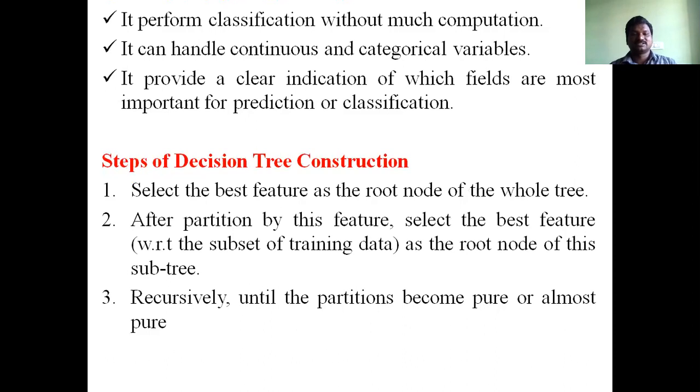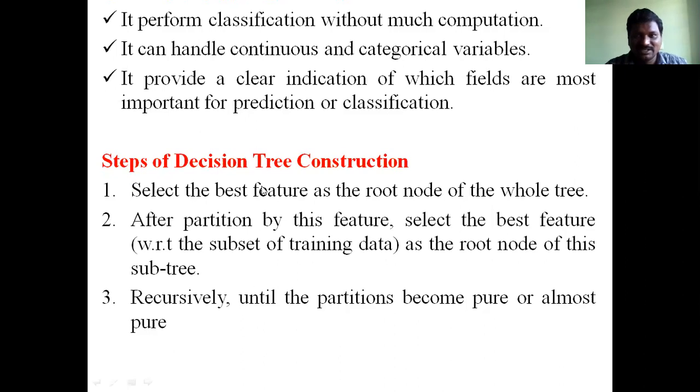Here are the steps for the decision tree construction. How can you construct the decision tree? If you want to construct any tree, you require a root node. How can you get the root node here? After that, you have internal nodes. Here you have to divide it into different branches. How can you divide into branches? After that, you finally have to identify the leaf node. How can you identify the leaf node here?